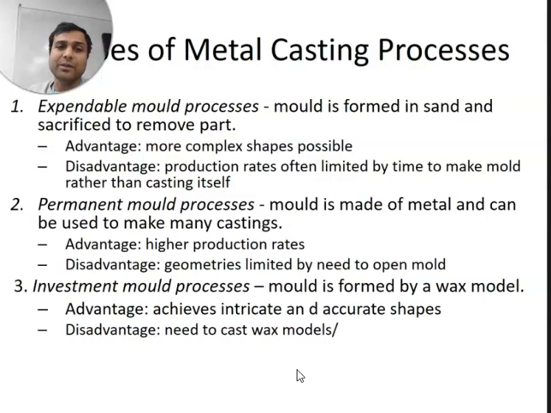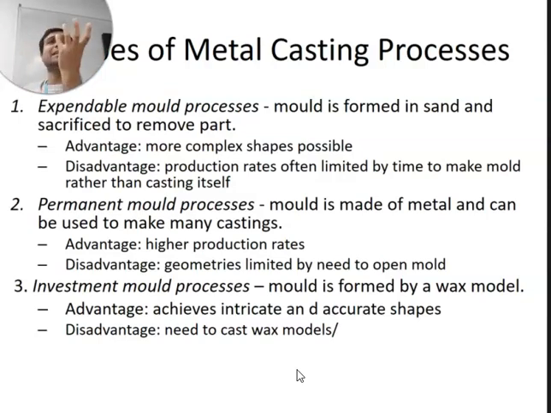Then we have the investment mold process. In the investment mold process, you form the mold from a wax model. Once the wax model is formed, you dip that wax model in a kind of slurry, which solidifies on the top of that model. And then you put that in an oven at not a very high temperature, 100 to 200 degrees centigrade. It melts all the wax inside.